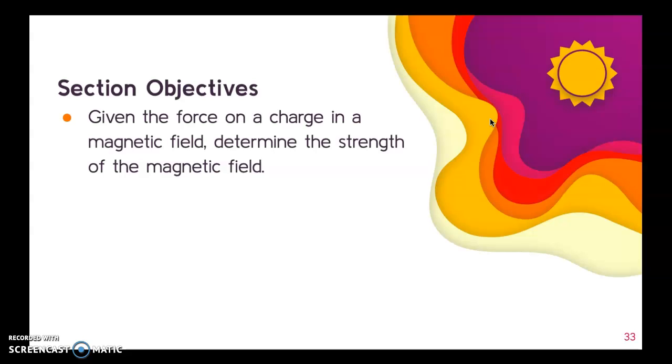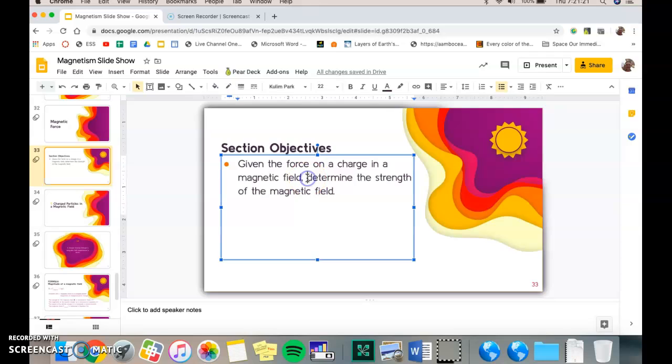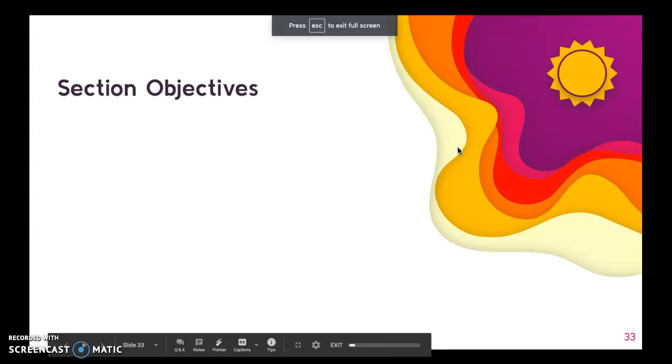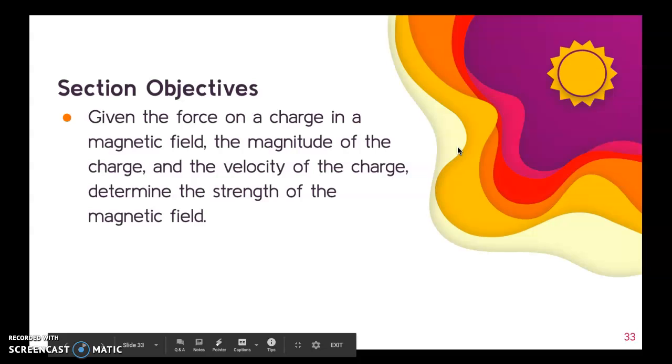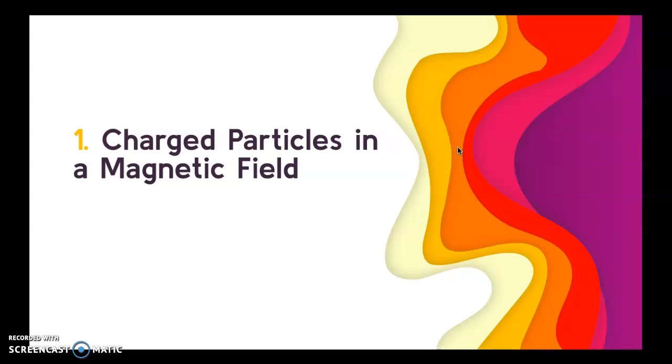You're going to need to know more than the force on a charge in a magnetic field. You're also going to need to know the magnitude of the charge and the velocity of the charge. Sorry for this long, awkward pause, but I just want to be honest with you guys. So if you're given the force on a charge in a magnetic field, the magnitude of an electronic charge passing through that magnetic field, and the velocity of the charge, determine the strength of the magnetic field.